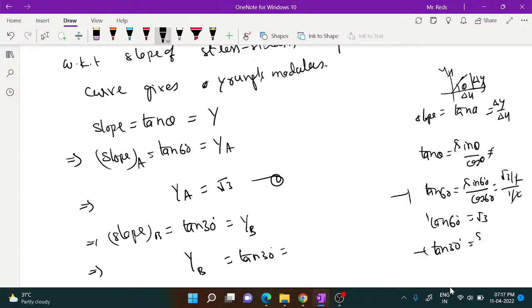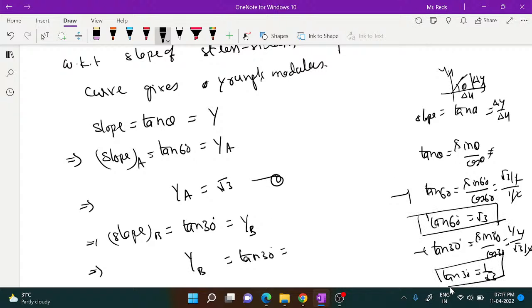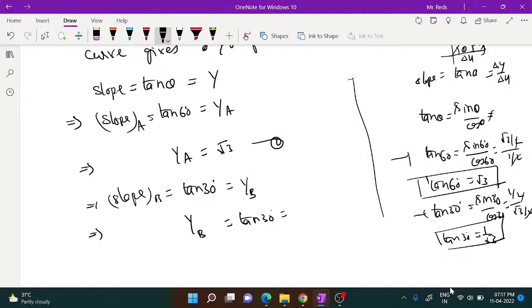Tan 30 is equal to sin 30 by cos 30, which is 1 by 2 divided by root 3 by 2. The 2s cancel, so tan 30 is equal to 1 by root 3. Tan 60 is root 3, and tan 30 is 1 by root 3. Now if you substitute these values here, it is equal to 1 by root 3. Let us say it is equation number 2.